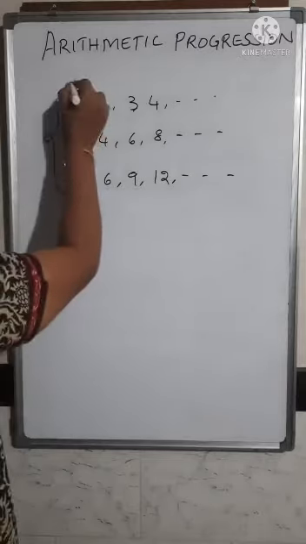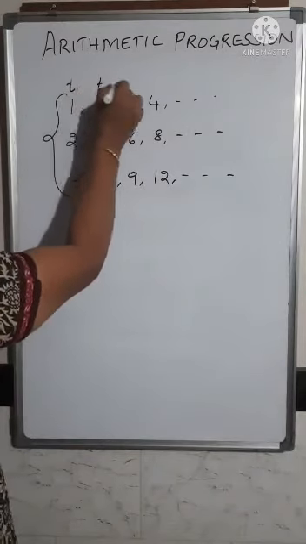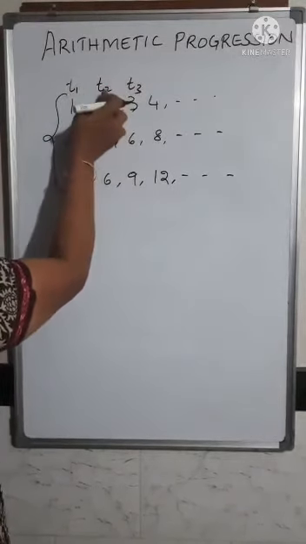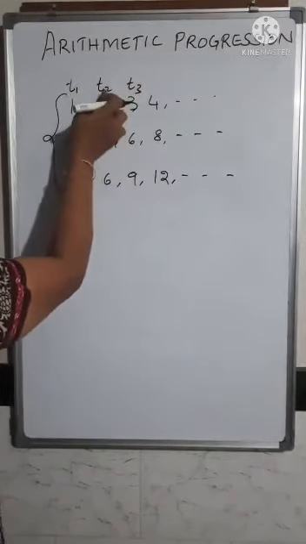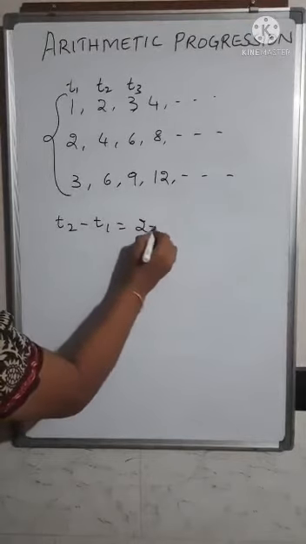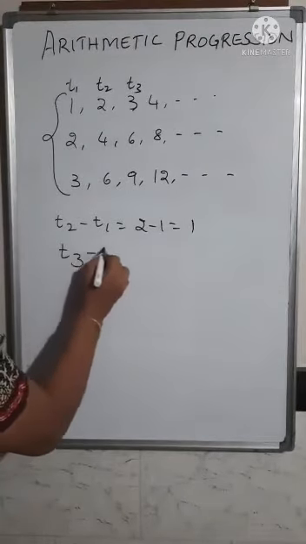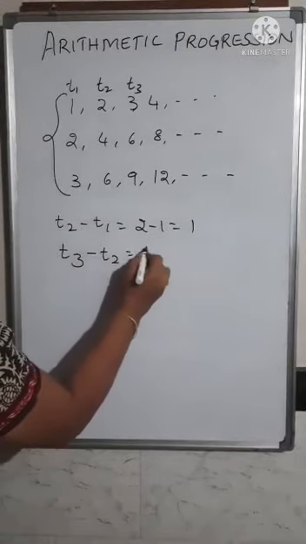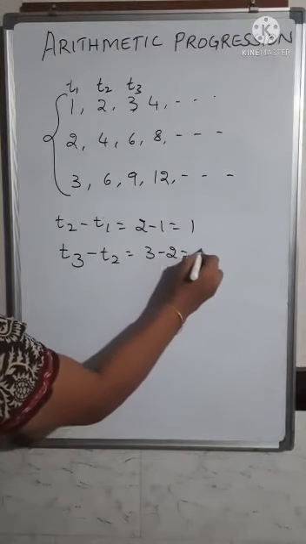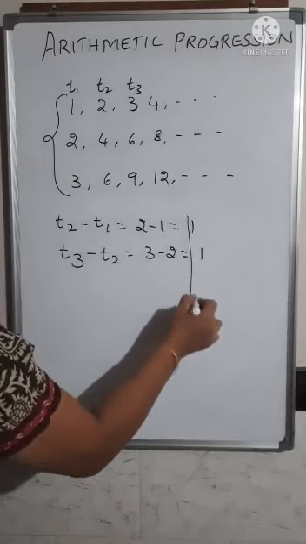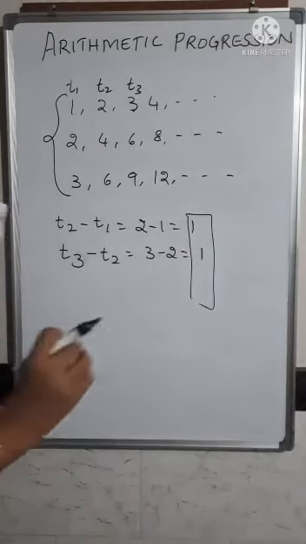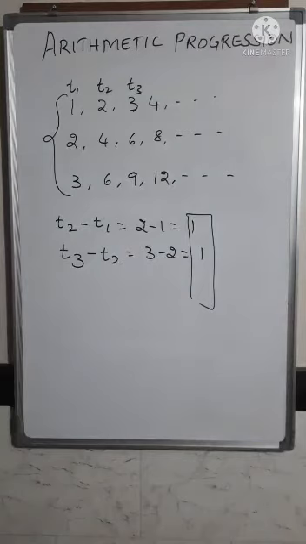Now for example, this is T1, this is T2, this is T3. Now suppose I take the difference between the two numbers, that is T2 minus T1, so that is 2 minus 1, which is equal to 1. Now suppose I take the difference T3 minus T2, that is 3 minus 2, which is equal to 1. Like this, if you get the same constant common difference, then such a sequence you call an arithmetic progression.